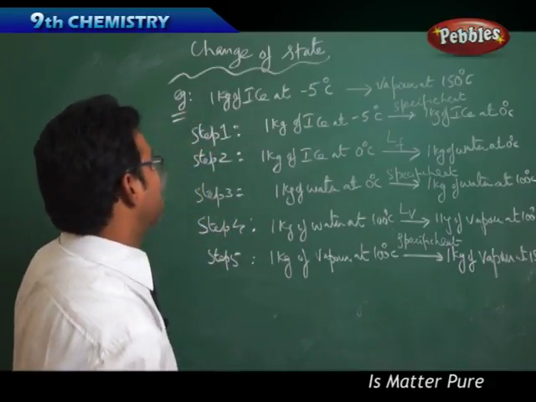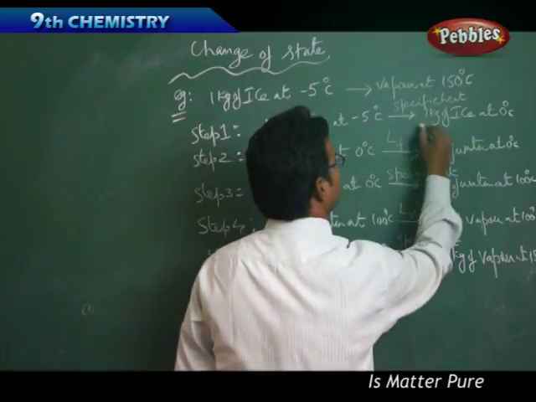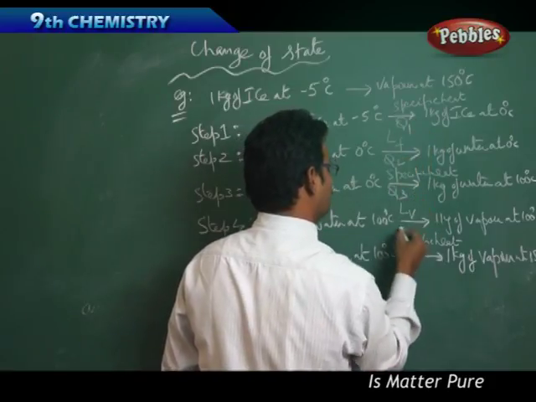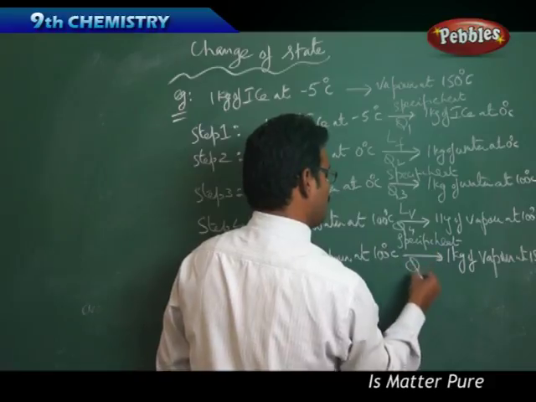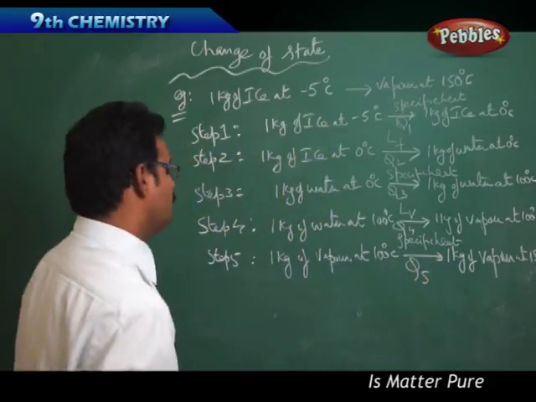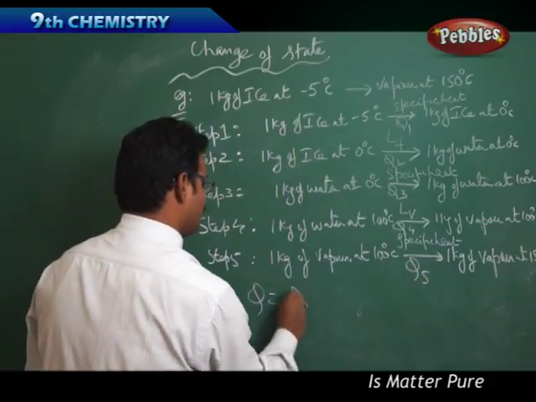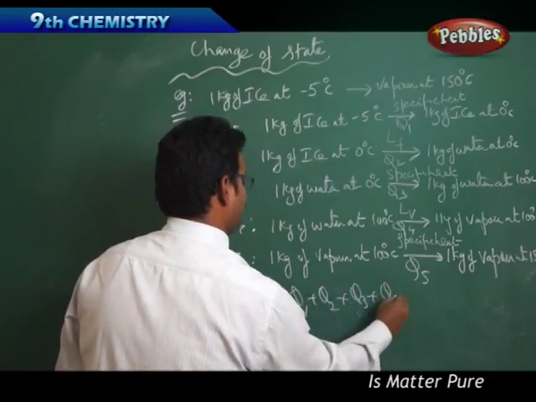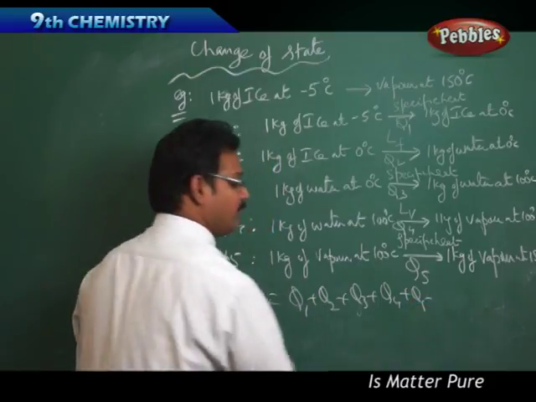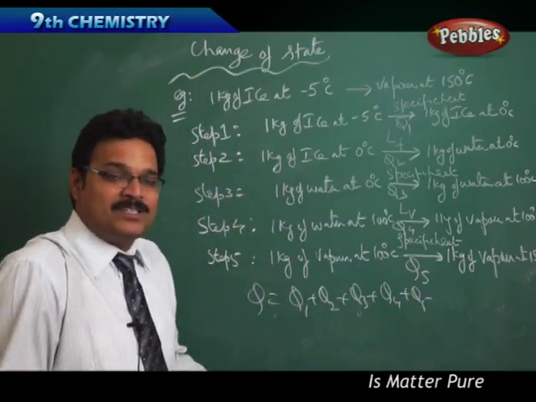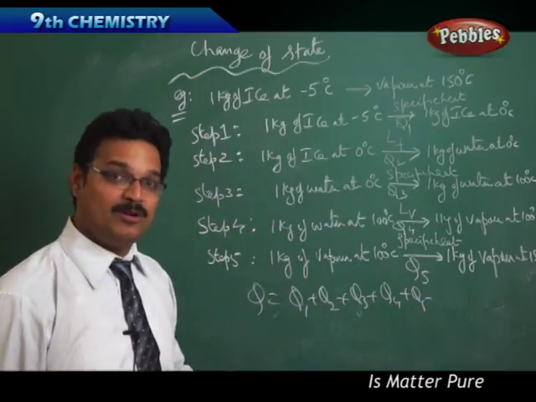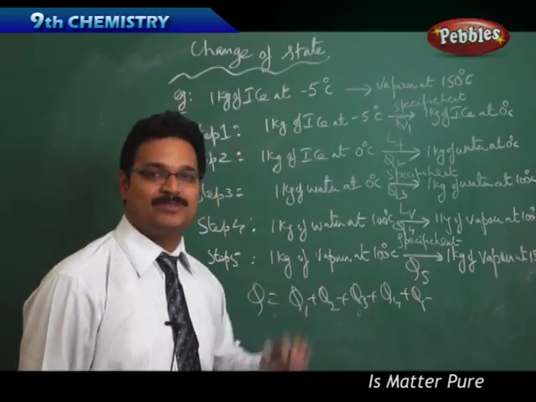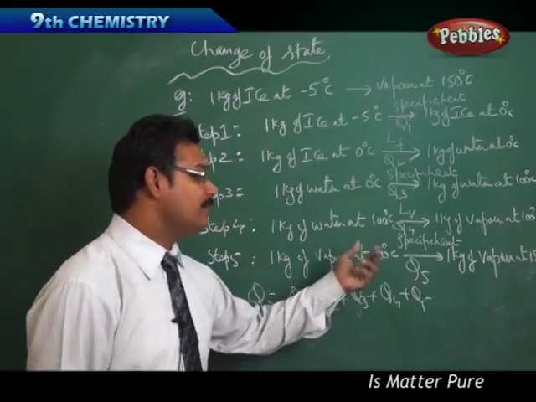So if I say the amount of heat energy used is Q1, Q2, Q3, Q4, Q5, then the total amount of heat energy Q equals the sum of Q1, Q2, Q3, Q4, Q5. So simply we say we are supplying an amount of heat energy, but it is heat energy used in 5 stages in different forms to get our required state.